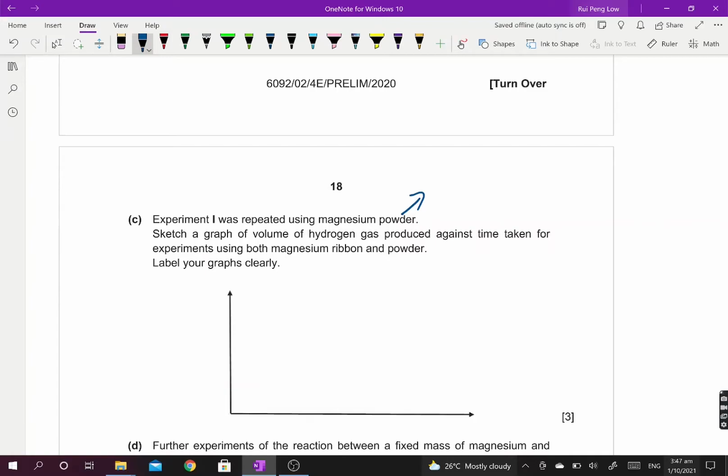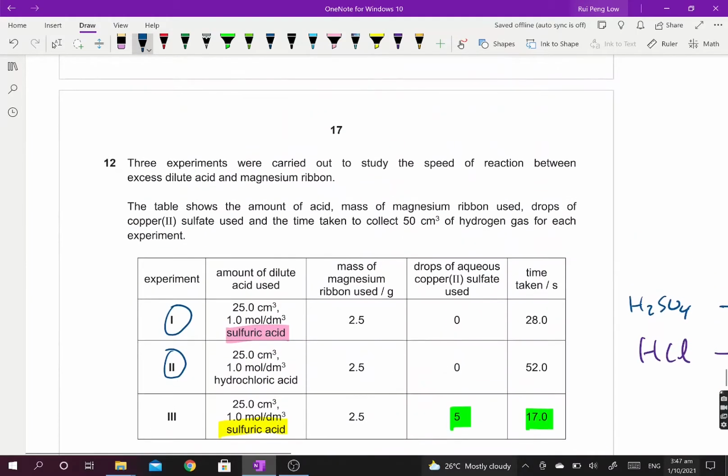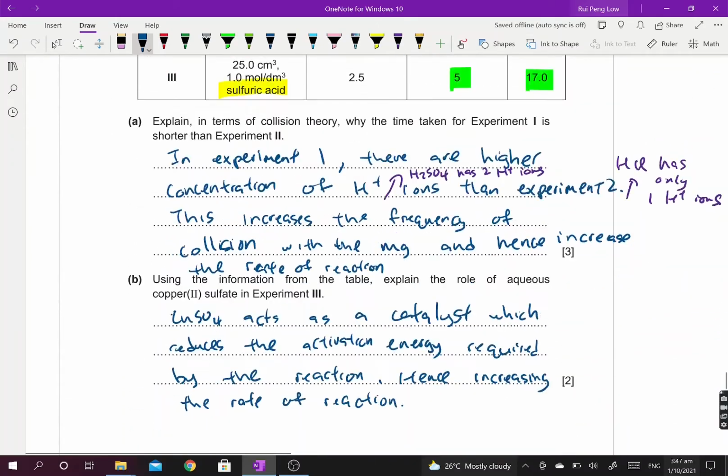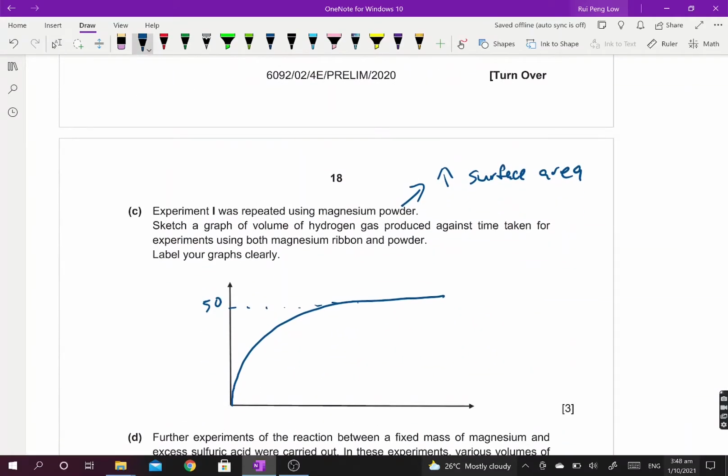In this case, when you are using powder, it increases surface area. So if you are going to use powder, then let's just draw the base one. So this is 50. Why I know 50? Because they say this is 50. So this is, and then you label this as ribbon. And then you have the other one, same thing.